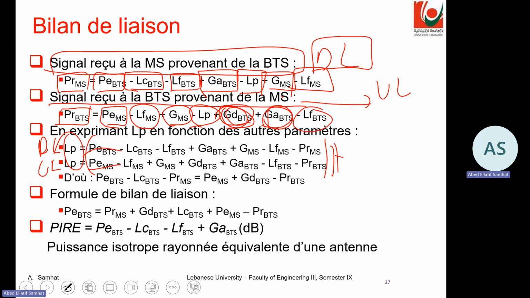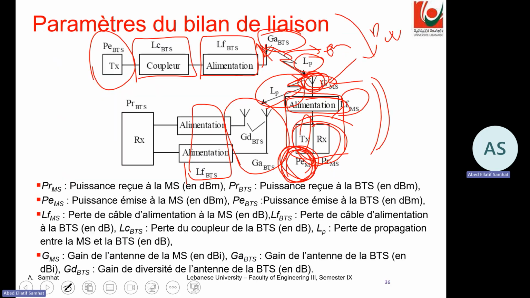There is another well-known formula, which is the puissance isotrope rayonnée équivalente, which is the equivalent power of the antenna. It is equal to the transmitted power, where we remove the loss of the cable and the loss of the feeder, and we add the gain, which is the power here before the path loss. Typically we call it PIRE.